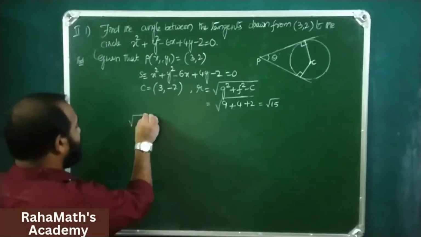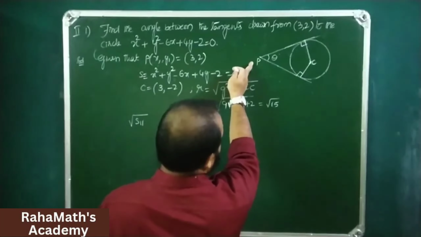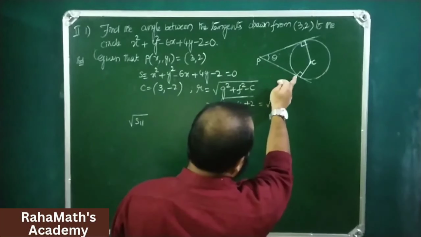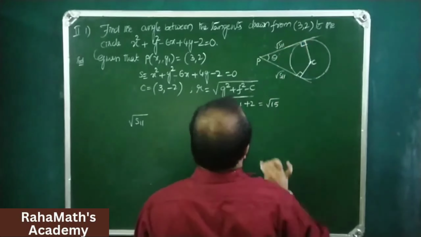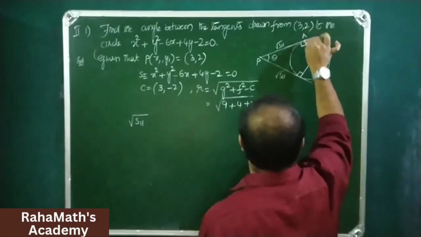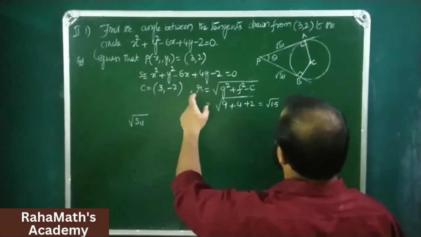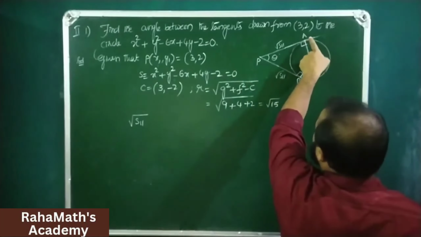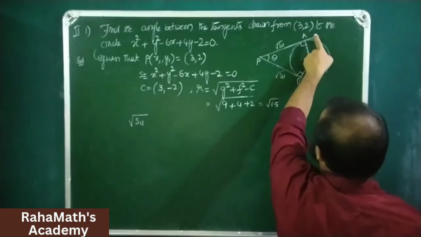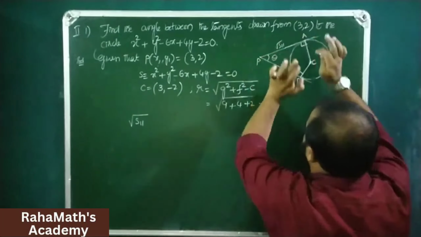Now, what is root S11? The length of the tangent drawn from P to the point where it touches the circle. So, this is root S11. Similarly, this is also root S11, because this is A, this is B. A and B are the points of contact. So, the distance from the external point P to the point where the tangent meets the circle, that is the point of contact, is the length of the tangent.